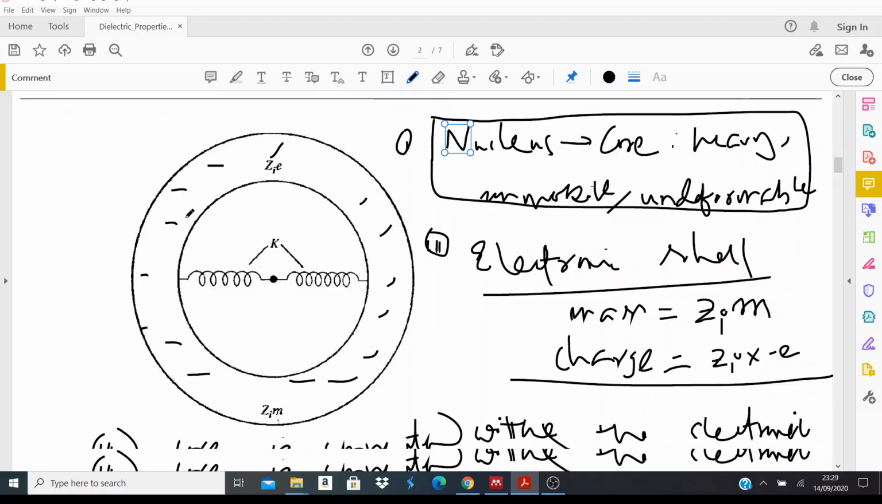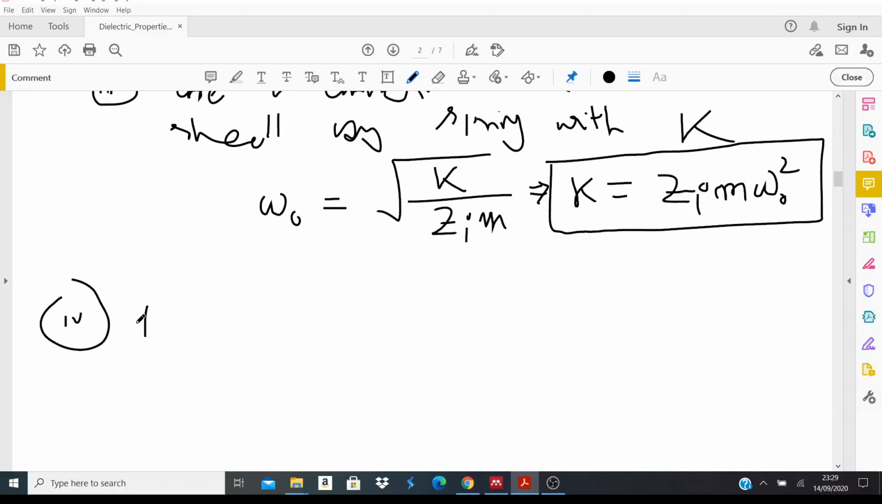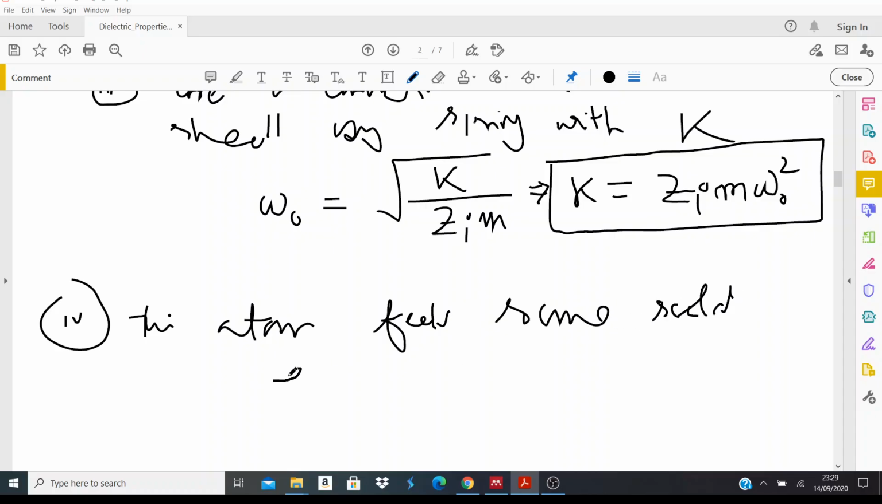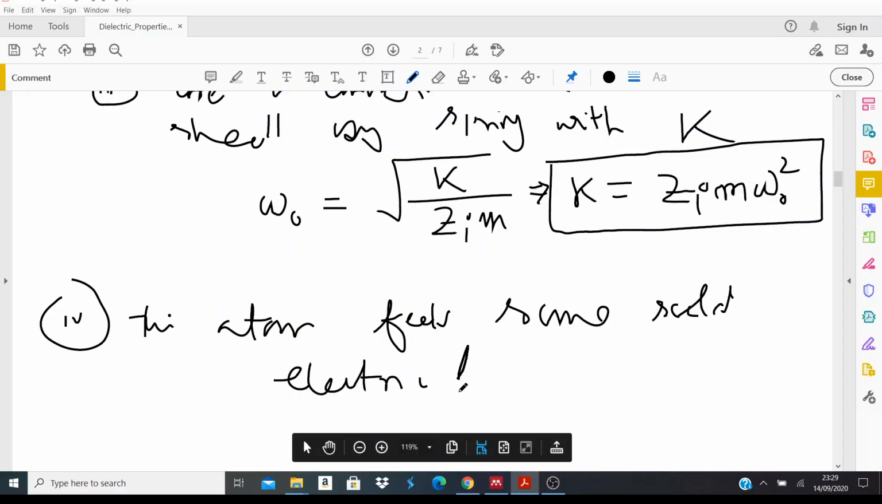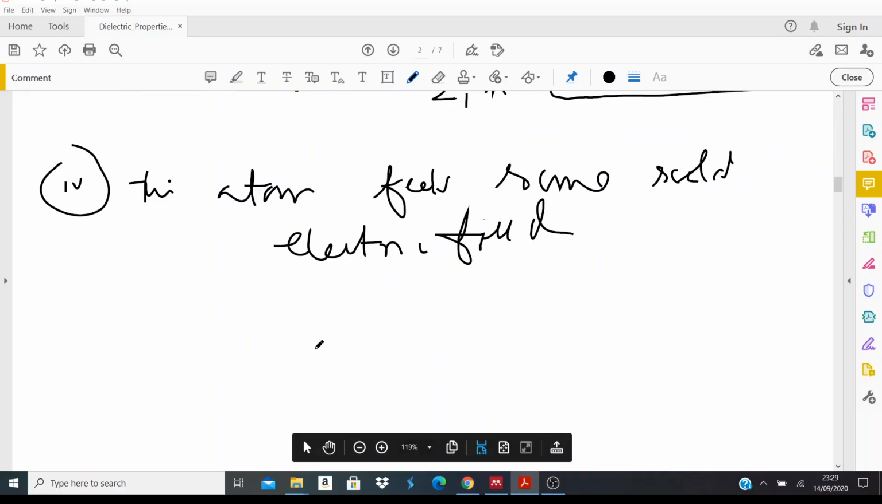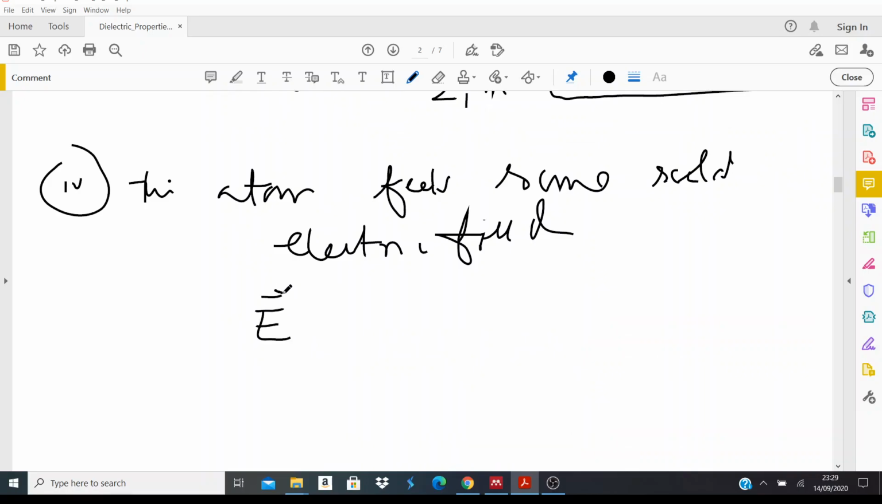Now this is a single atom, and we are saying that this single atom feels some local electric field. We denote this local electric field by E local, and let me be explicit: this local field is not a DC field, it is a sinusoidal, oscillating field, and in our discussion we will assume that the electric field is time harmonic.